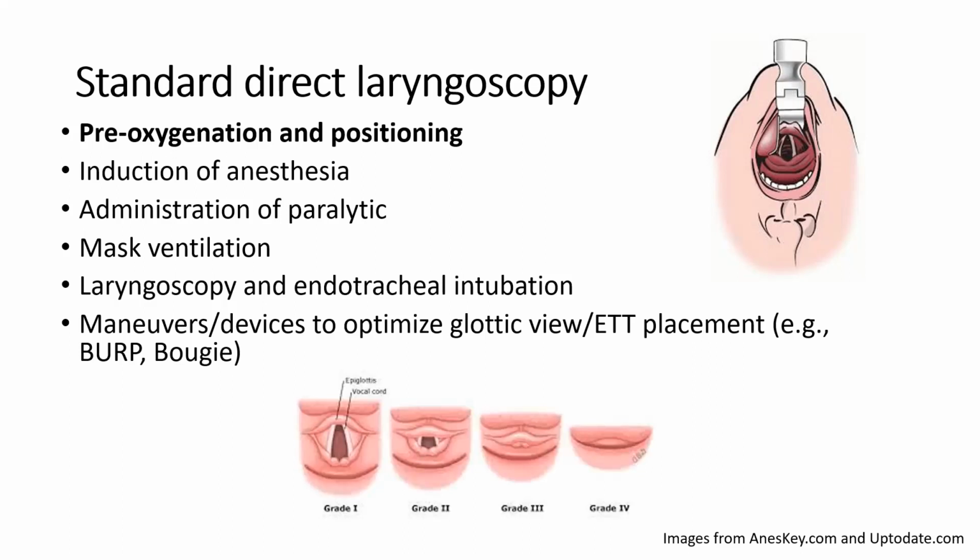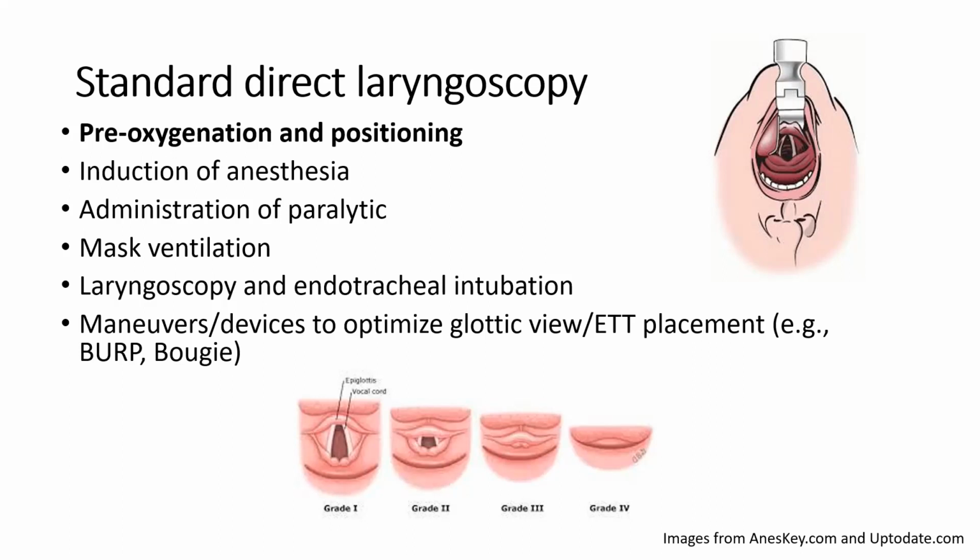The picture on the top there depicts an optimal glottic view where you can see the vocal cords, you can see exactly where you need to place the tube. Sometimes when we're performing direct laryngoscopy, the view of the vocal cords is suboptimal, and we also assign grades 1, 2, 3, 4 to the view that we get on direct laryngoscopy, and you can see those along the bottom. So again, grade 1 being a full view of the cords, progressing down to grade 4 where you only see soft tissue and you cannot see the epiglottis.